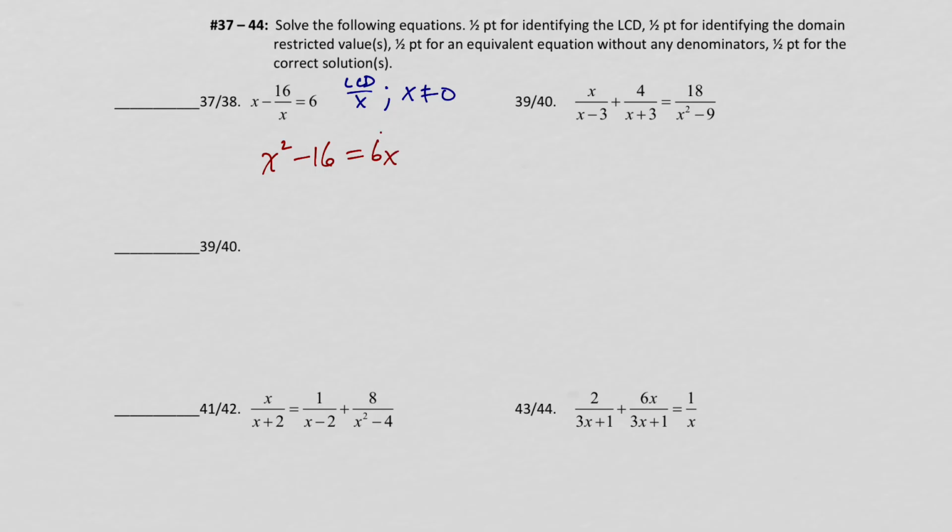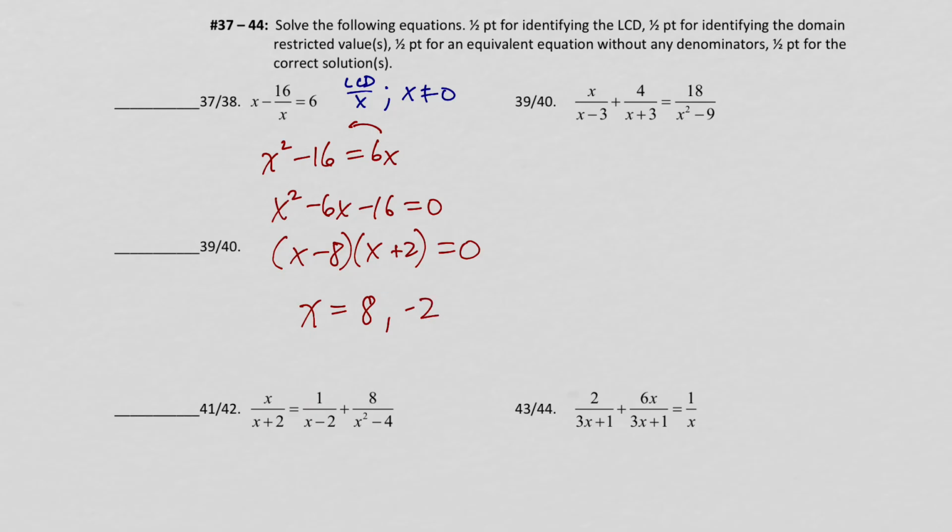This is a quadratic equation, so I'll bring this over and have x squared minus 6x minus 16 equals 0. I'll factor with negative 8 and positive 2. So this tells us that x is equal to positive 8 and negative 2. Then we got to go back and make sure that neither of these values were restricted, and they're not, so that's the answer. 8 and negative 2.